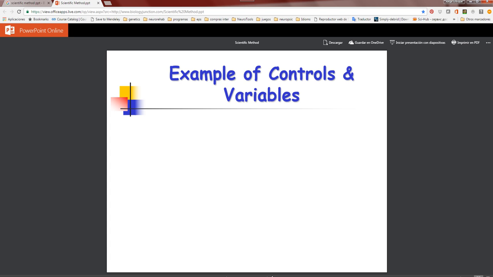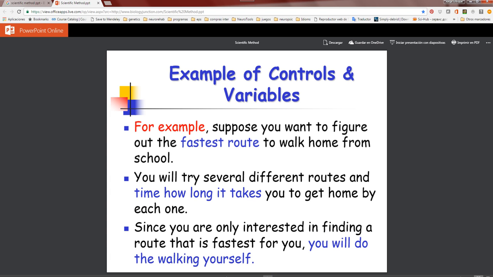Well, let's see some examples about controls and variables. Suppose you want to figure out the fastest route to walk home from school. Then you will try several different routes, and you are going to register the time it takes for you to go home by each one. Now that you are interested in finding the route that is fastest for you, you will do the walking yourself.